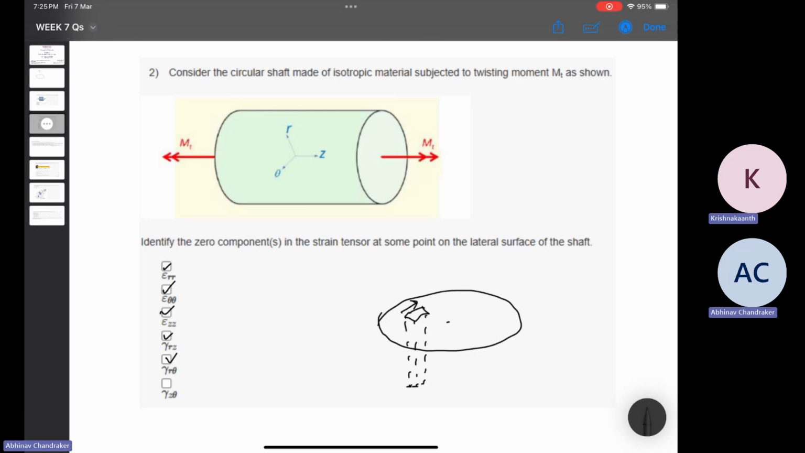Along theta it is getting sheared. Let's say this is the theta direction here. This is R, always radially outwards, and towards the top it is Z, like vertical. So this is the plane on which shearing is happening, which is the Z theta plane.